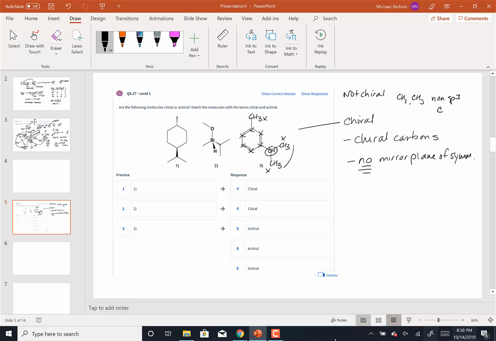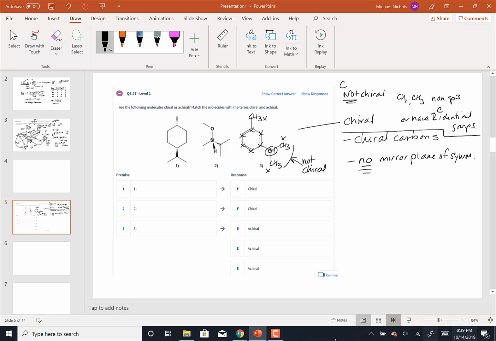It does. And so carbons will not be chiral if they're CH2, CH3s, or have two identical groups attached. Okay, that's what will make a molecule not chiral. So 3 is not chiral, or what we would call achiral.